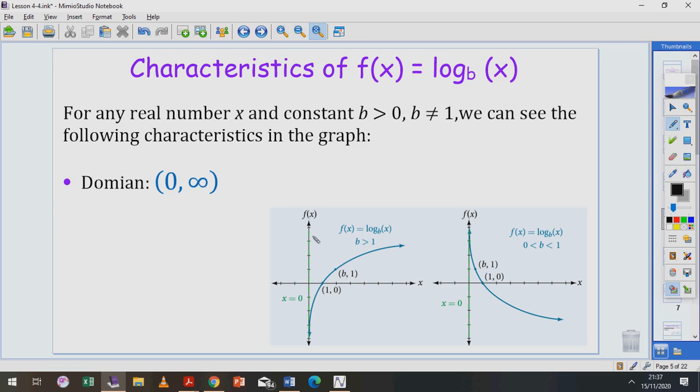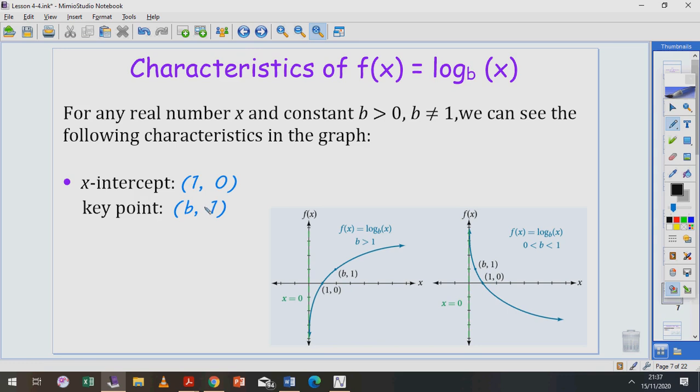The domain, as you can see, this being a vertical asymptote, this graph will never touch that line. So the line x is equal to 0 is going to be at the beginning of my domain, except that it's not included. So my domain will be from 0 to infinity. The range will be negative infinity to infinity because this continues downwards and it also continues upwards. So the range is negative infinity to infinity.